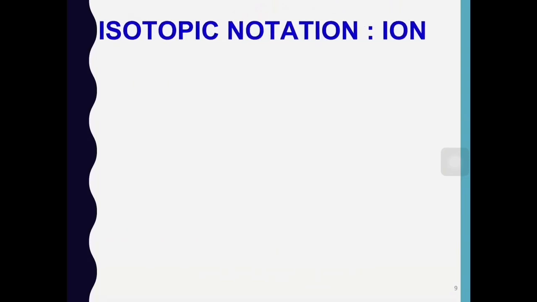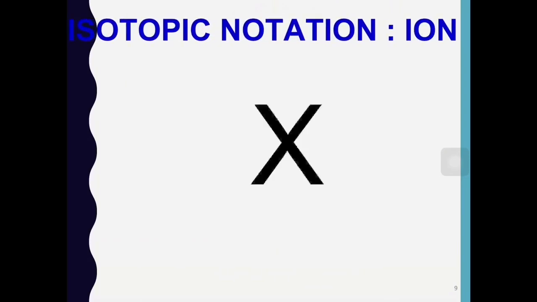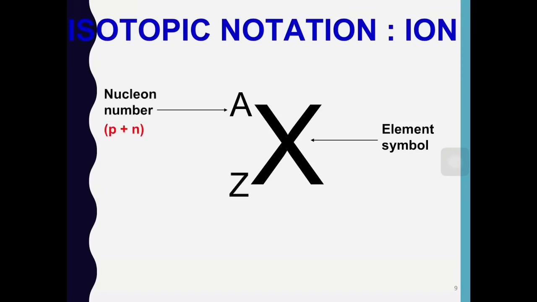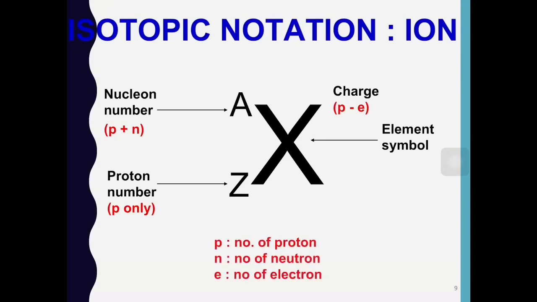Isotopic notation of ion. This is a general example of ion X. So this is the element symbol. On top left hand side, write the nucleon number. On the bottom left hand side, write the proton number. On top right hand side, write the charge of ions. To find the charge of ion, just subtract the number of remaining electrons from the number of proton.